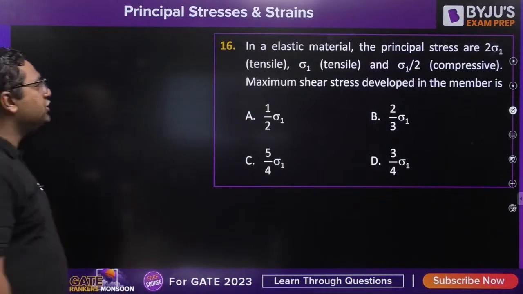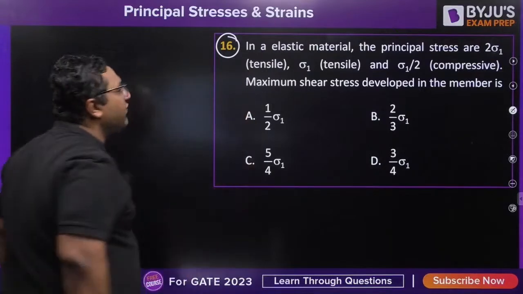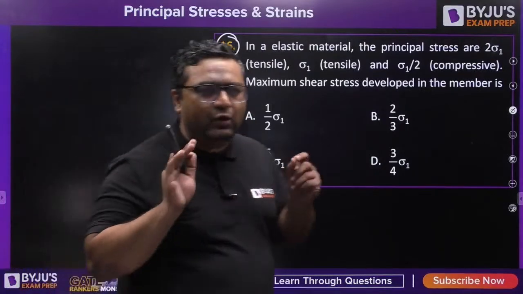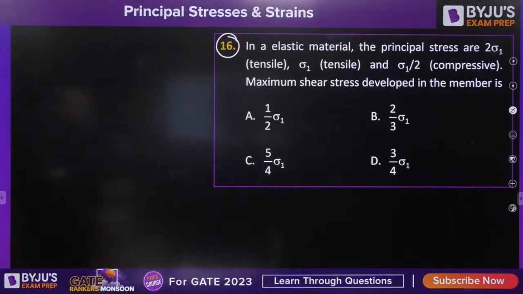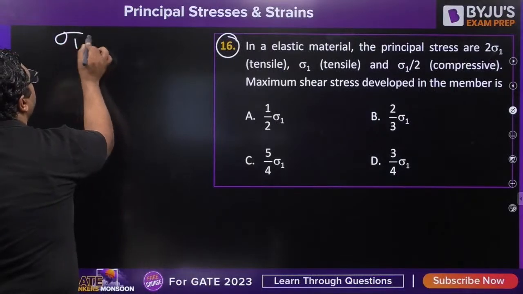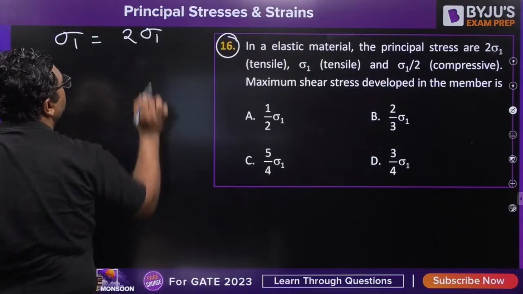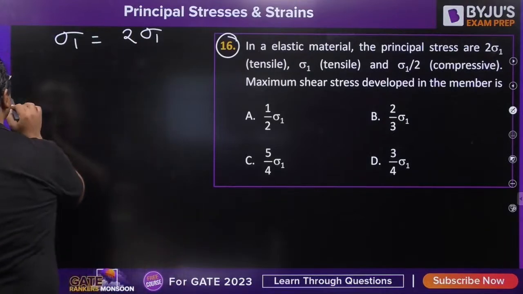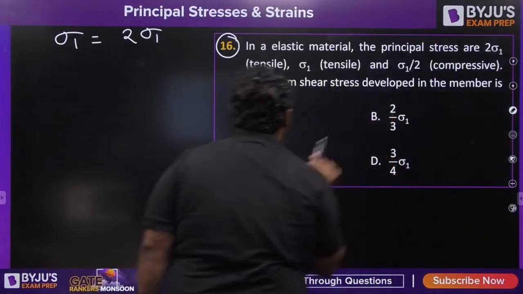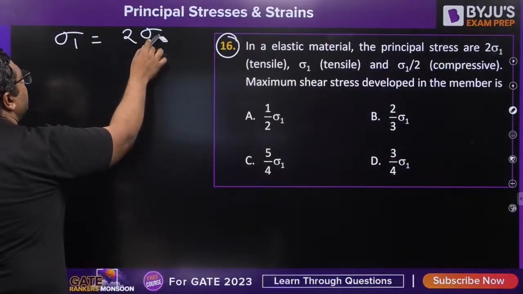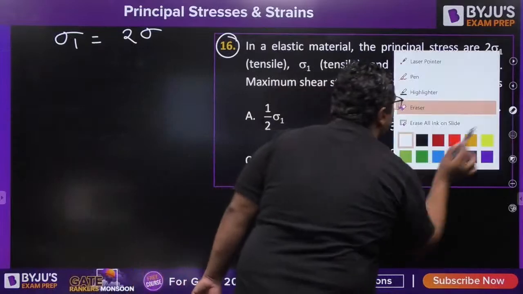Very good, Imon. Question number 16. Today we are going with a very good speed. In an elastic material, the principal stresses are given as sigma 1. Just take it as sigma rather than sigma 1 all the time. So let us take sigma 1 as 2 sigma.